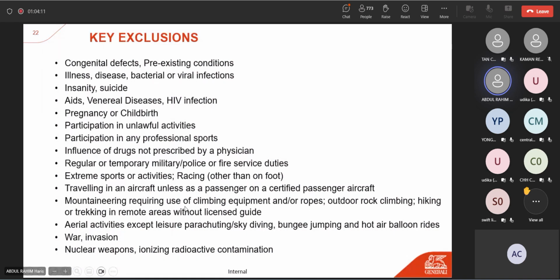Just want to highlight also the next one, aerial activities. Basically anything that you're involved in the person flying or anything in any aerial activity is excluded, but we do cover leisure parachuting, skydiving, bungee jumping, and hot air balloon rides, because this is quite a common thing that people do now when they do travel. They do take part in some of these a bit more dangerous activities, but still as a leisure activity, we do extend to cover.